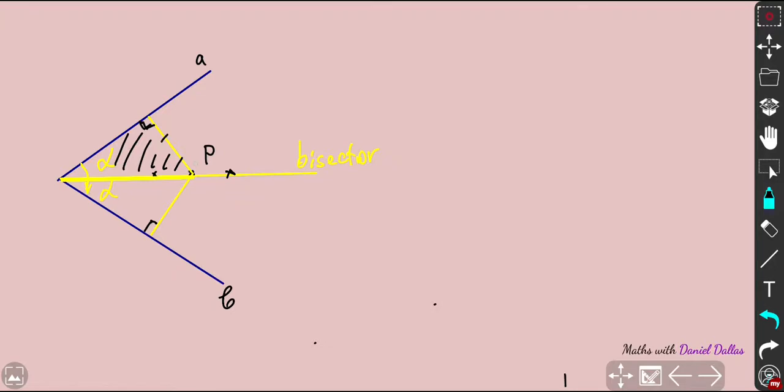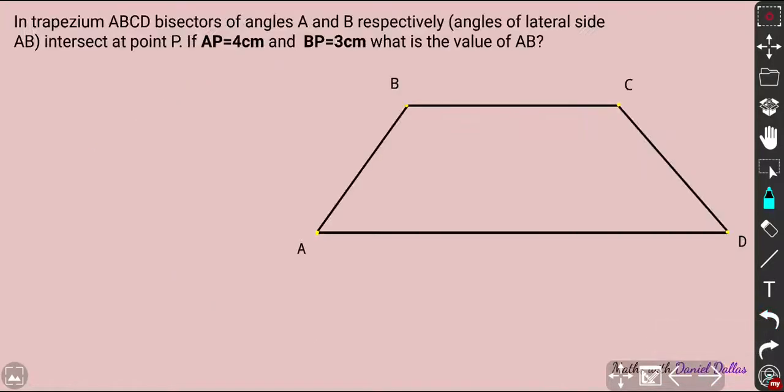And that means those two distances are going to be the same. Because point P was randomly chosen, we can state that any point on a bisector is equidistant. So the bisector is equidistant from the arms of the angle it's splitting. Alright, so I hope you understand that, and we can move to the first problem.